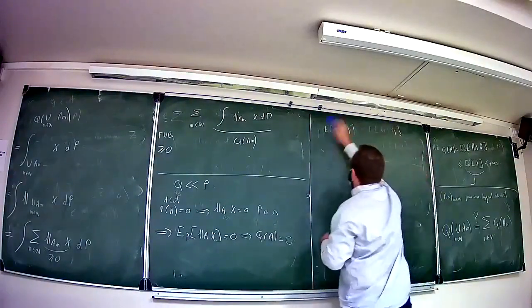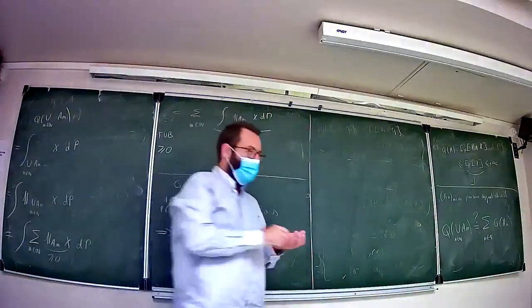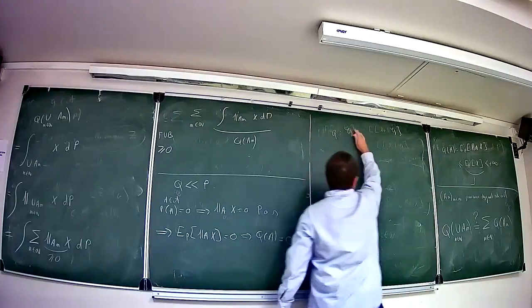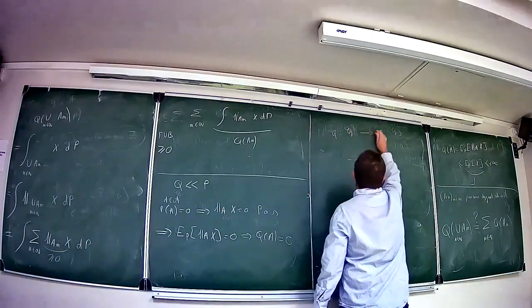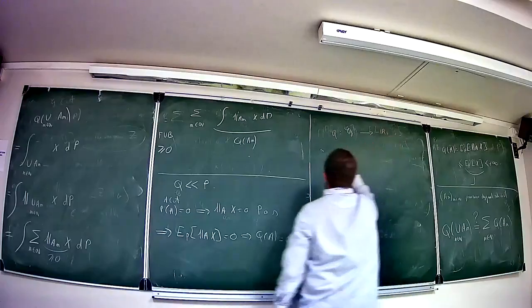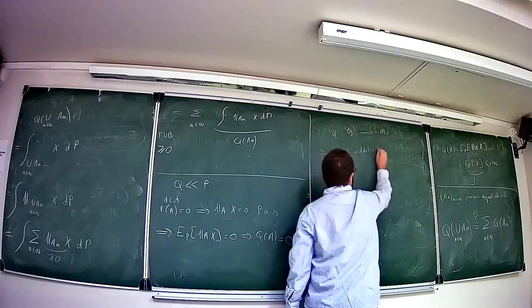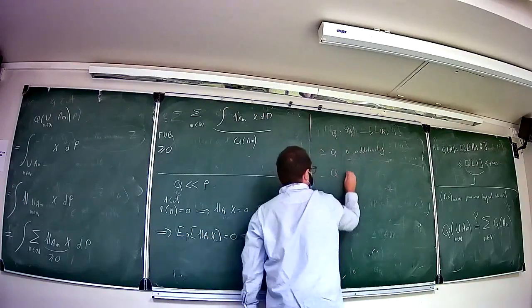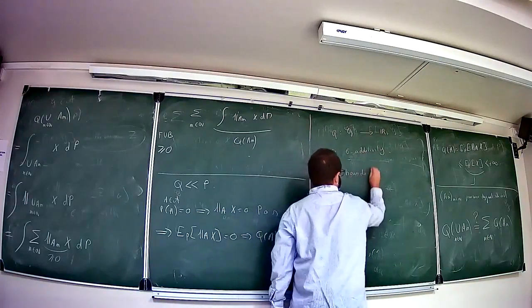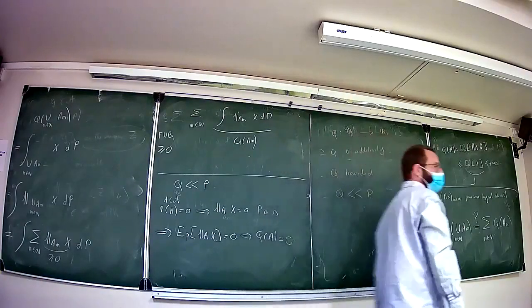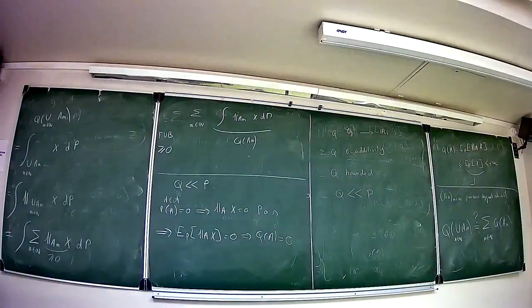So what I have proved, I summarize. I proved that I have defined Q from calligraphic J into R plus. Q fulfills sigma additivity. Q is bounded. And Q is absolutely continuous with respect to P. So I have stated the Radon-Nikodym theorem in the case of probability. Okay.